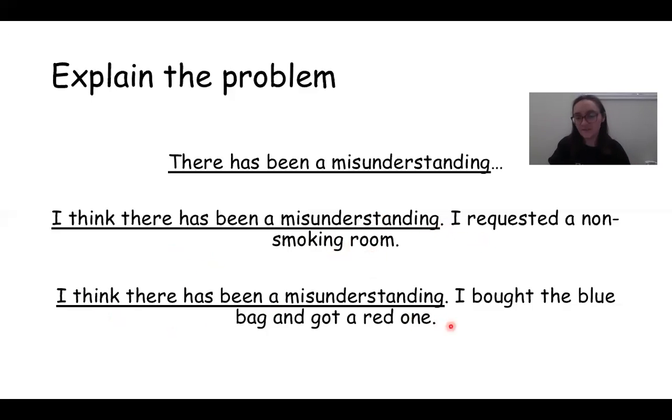I think there has been a misunderstanding. I bought the blue bag and got a red one. So you start politely by saying, I think there was a misunderstanding, and then you tell them what the problem is. I got this instead of this, right? I got this, but I did not get what I ordered. Or if you're talking to your phone company, you could say, I think there's been a misunderstanding. My phone bill is $100 more than what it usually is. Can you tell me what happened? You just got to explain what happened and make sure that you are really clear about it, right?